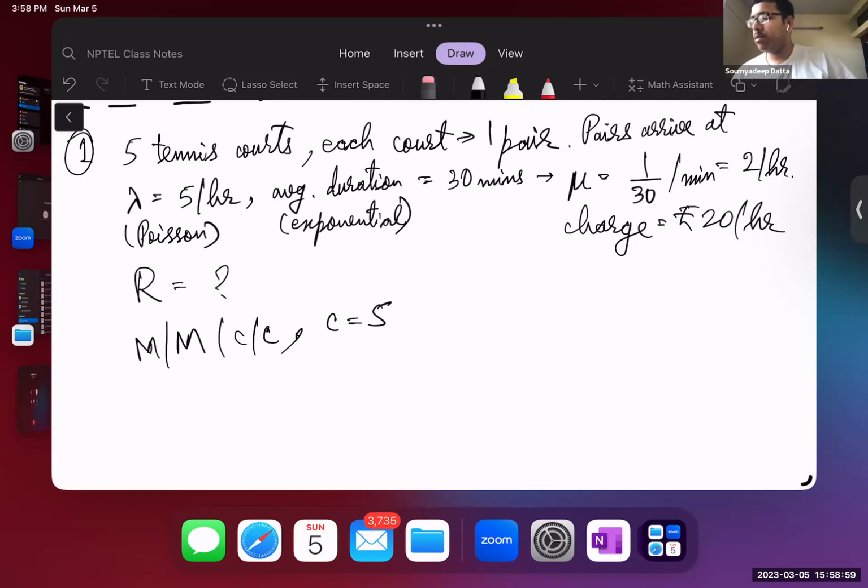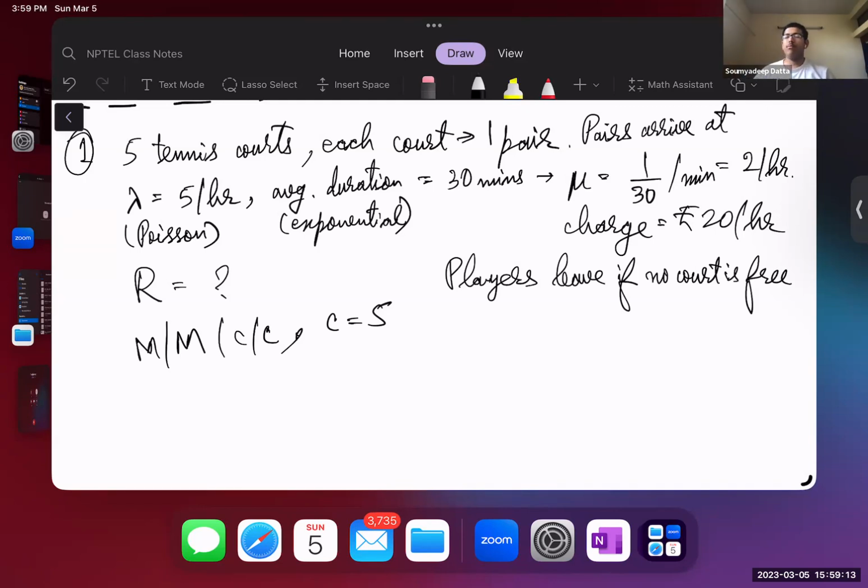So another assumption is players leave if no court is free. That's a reasonable assumption, right? If there is no court available, the players will not wait.